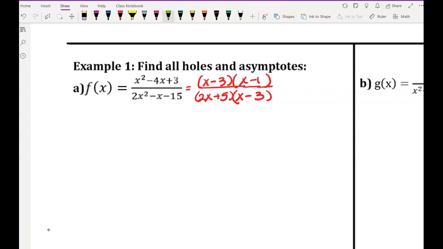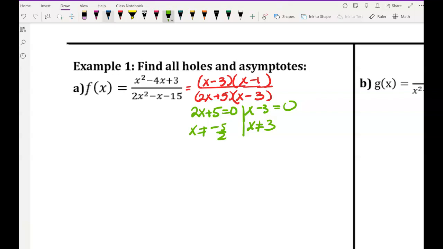Now remember, we have to understand our restriction, right? Our restriction is taking 2x plus 5 equals 0, x minus 3 equals 0. So currently, we should have 2. x should never be 3, and x should never be negative 5 over 2. But what do these do? Are they holes? Are they asymptotes?